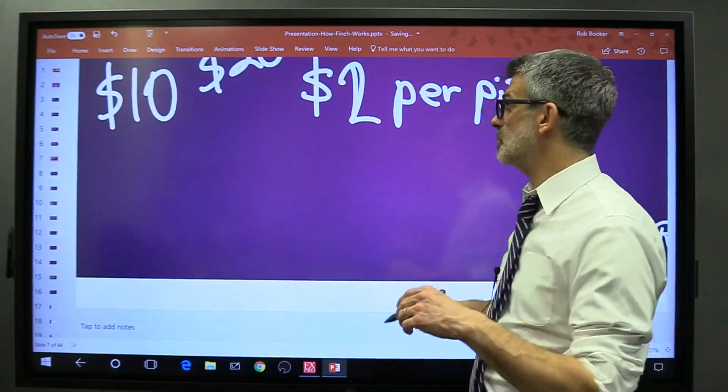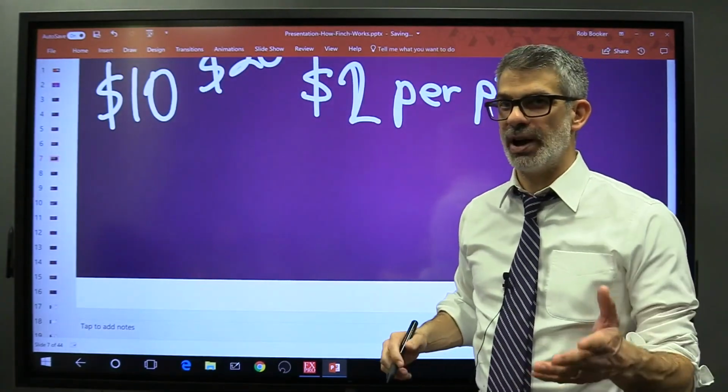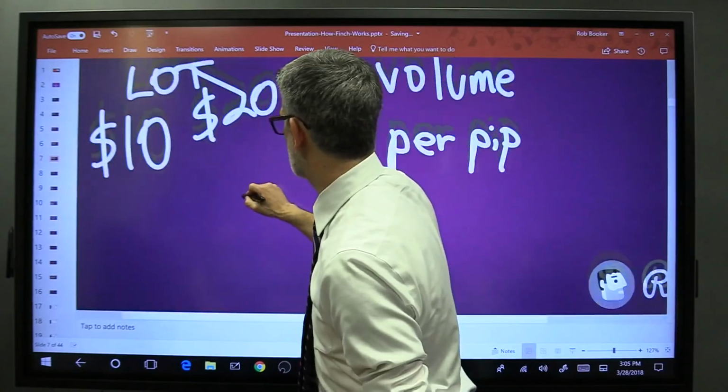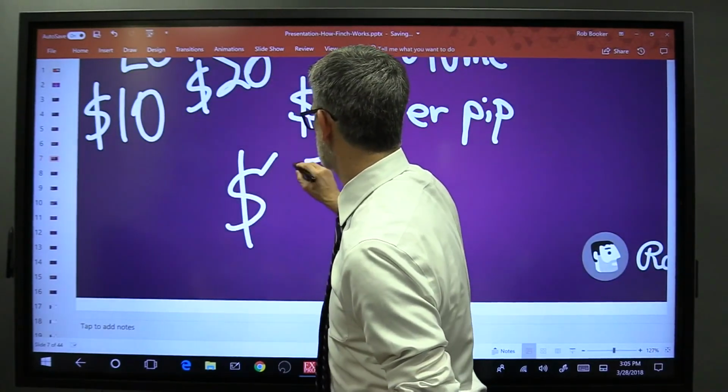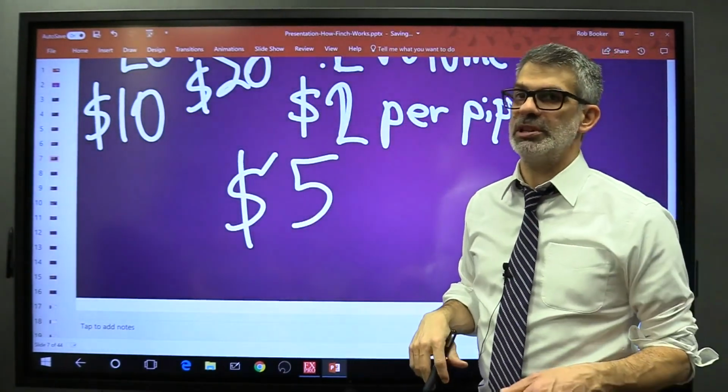Play along with me at home. What's your value per pip on 5 mini lots? $5. There you go. The mini lot is one of the most commonly traded units.